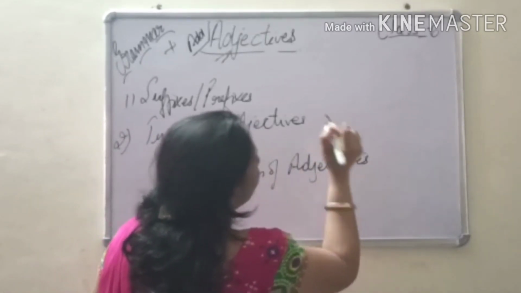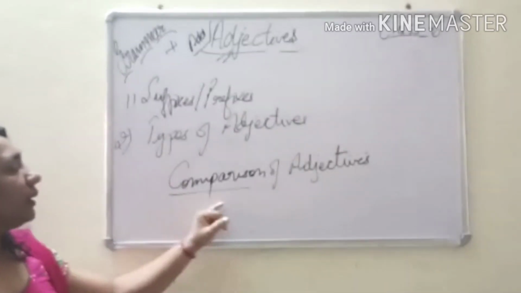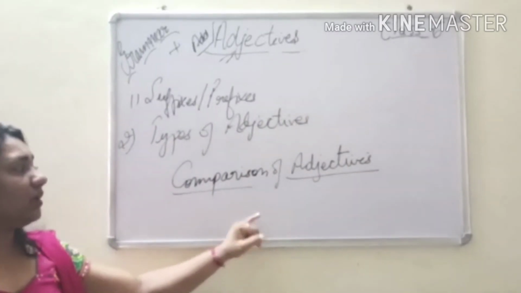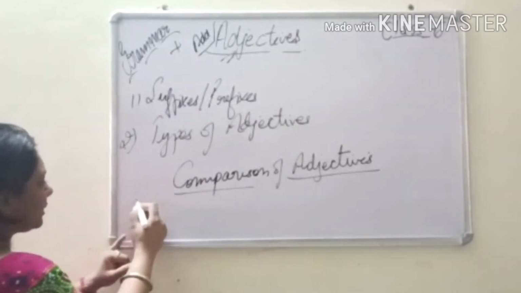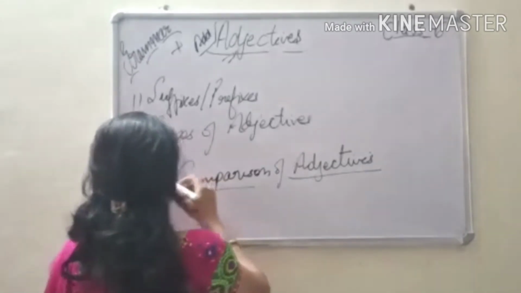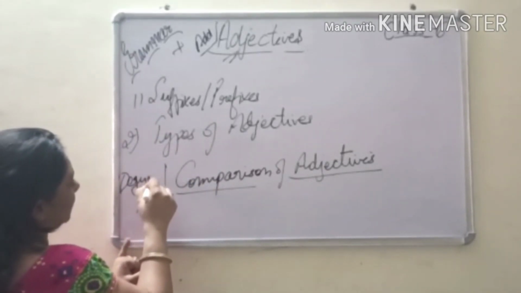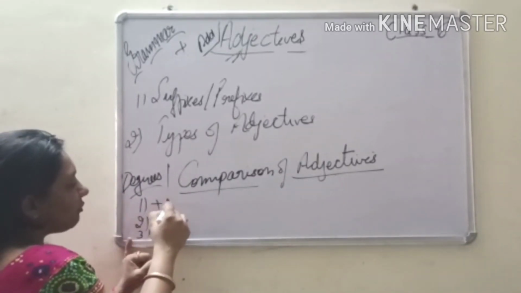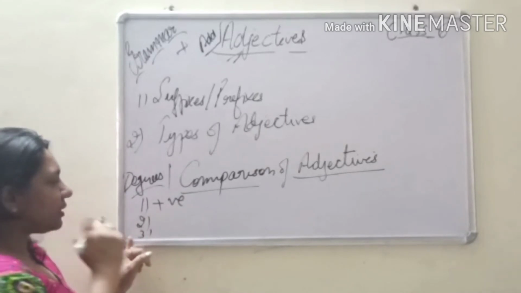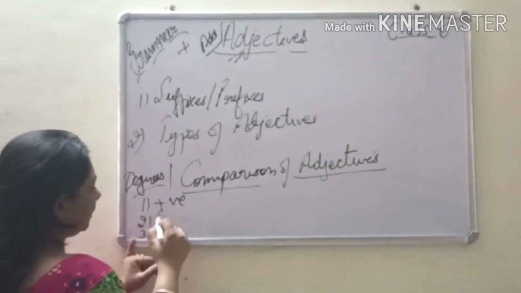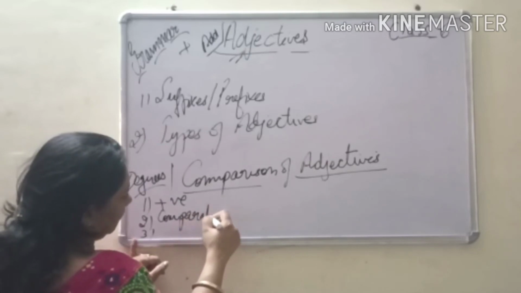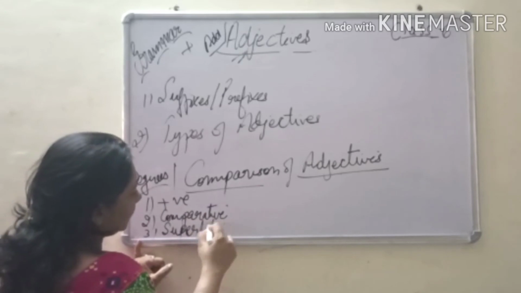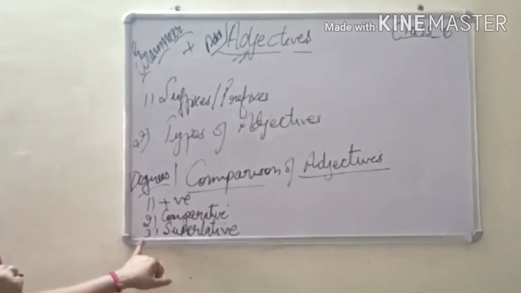Although you have done it in the 4th class also, 5th class also, that there are degrees of adjectives, you can call it degrees of comparison. So we have 3 degrees of comparison. First is positive degree, the word itself. Then you have comparative degree and the superlative degree. So these are the 3 degrees of adjectives that we are going to study.